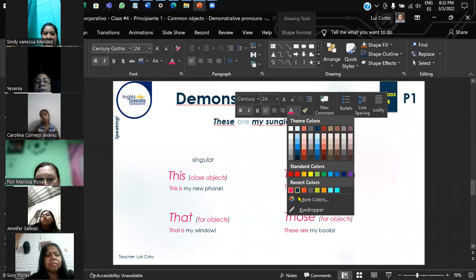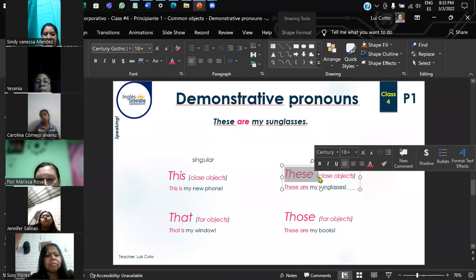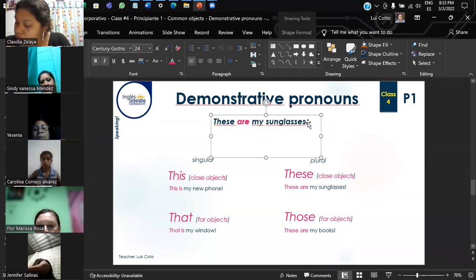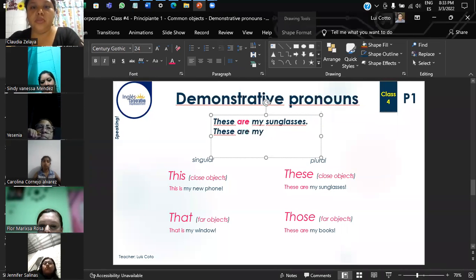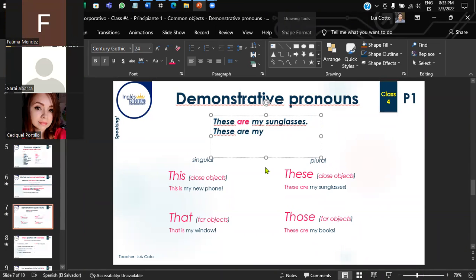Okay. More examples. One example with this, but objects that you can touch. Yes. These are my keys. Can you repeat it? These are my keys. Let's see the object. I don't see the object. Keys. K-E-Y-S. Ah, keys. Okay, your keys. Yeah, my keys. Okay, that's nice.